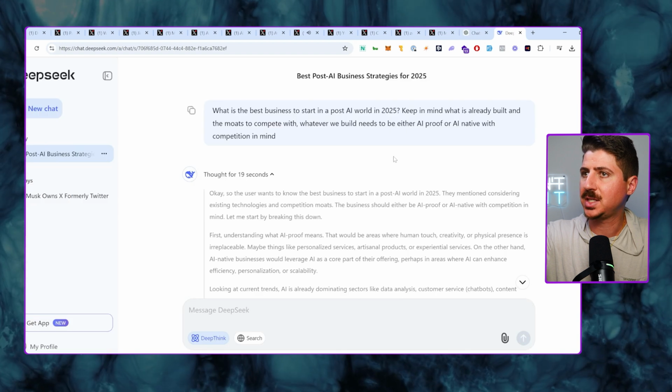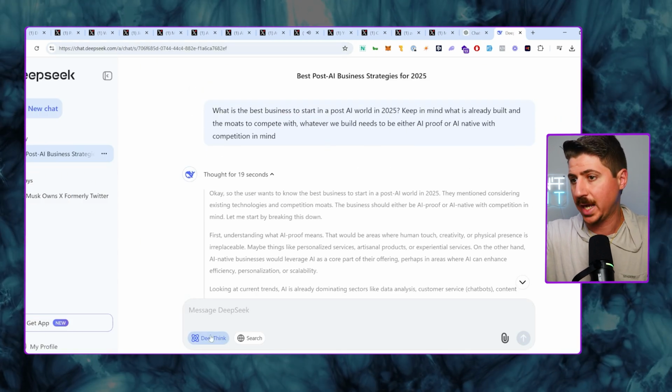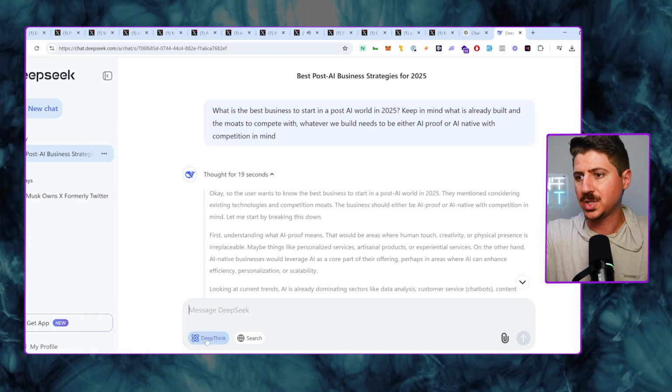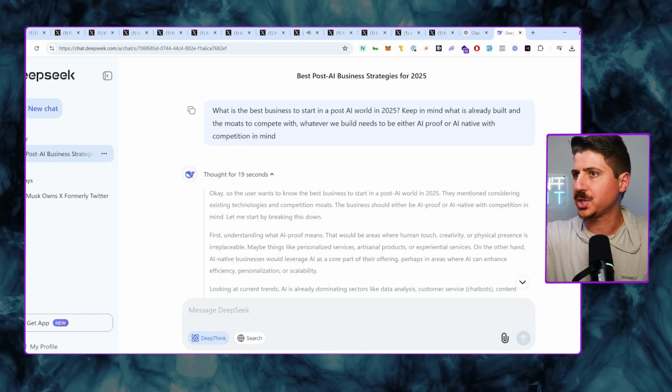So I basically asked DeepSeek the same question. And if you want to use DeepSeek, you literally just go to deepseek.com and start a new chat. I think you have to create an account, and then you just click on this DeepThink down here to use their R1 model. And I asked it the exact same question.